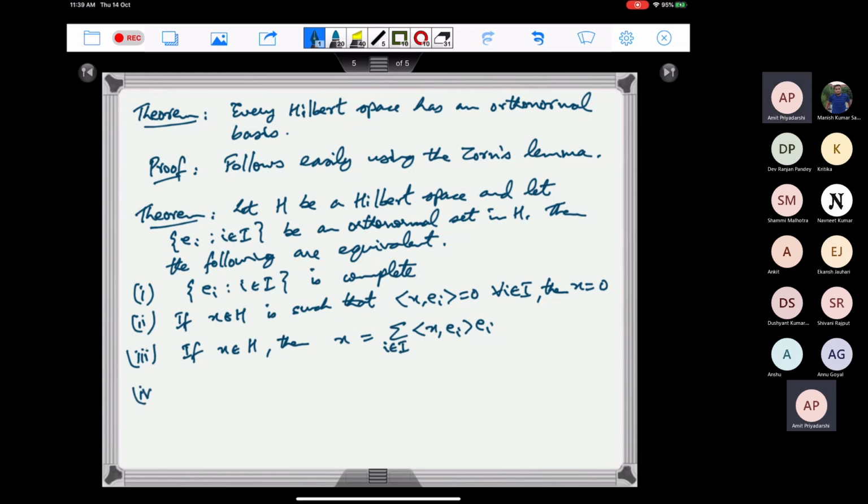And the fourth one is, if x is any vector in H, then norm of x square is equal to summation of mod x dot e_i square, i belonging to I. This is the last one. This is called Parseval's identity.